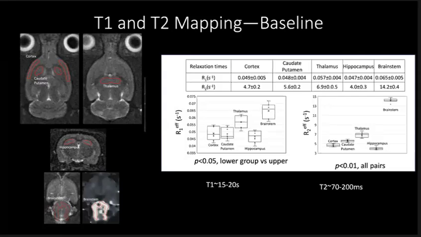In terms of the R2, you see a much wider distribution, and you see the brainstem white matter standing out way above the others with this sort of 60 millisecond T2. And all of these are statistically significant, all these differences here. So that's what it looks like in the normal brain.